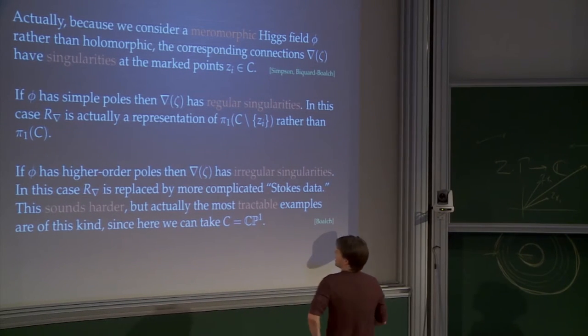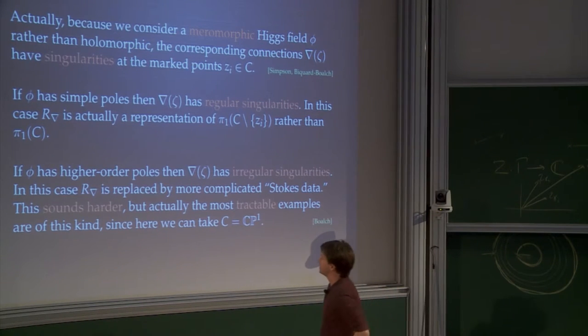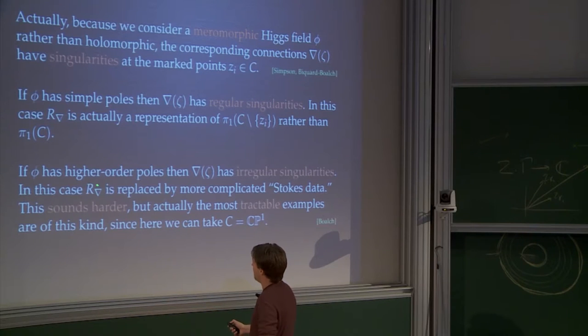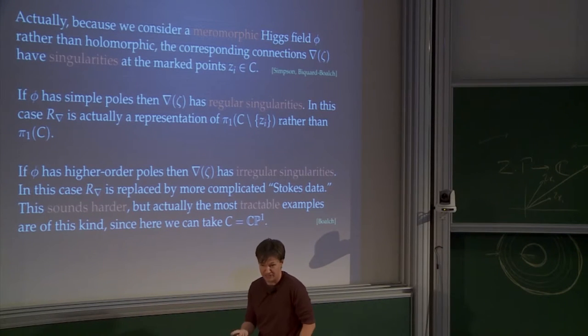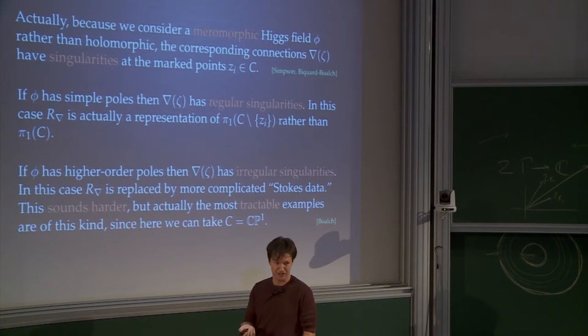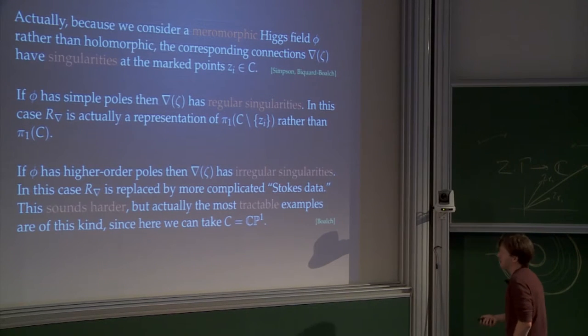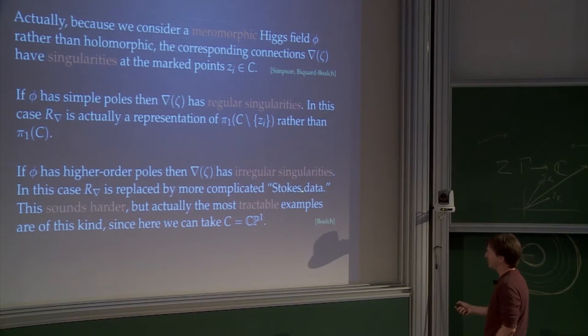And if the Higgs field has higher order poles, then the connection has some more complicated singularities, so-called irregular singularities. In that case, you still have a monodromy representation, but the monodromy representation doesn't capture all the information about the connection, not even all the gauge invariant information. So it's replaced by something a little more complicated, the so-called Stokes data.